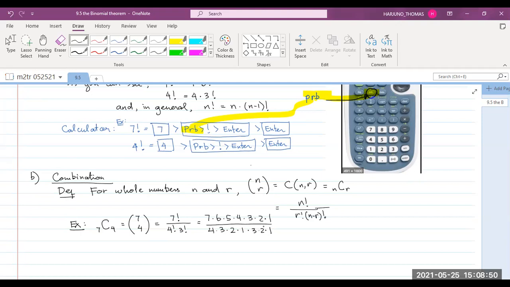7 factorial, 7 combination 4, sometimes I say 7 choose 4, means 7 factorial on the top, and at the bottom we have 4 factorial times 3 factorial. You will see that the sum of these two numbers here will equal this number. Now, before we really compute it, notice that the 3 factorial cancels.